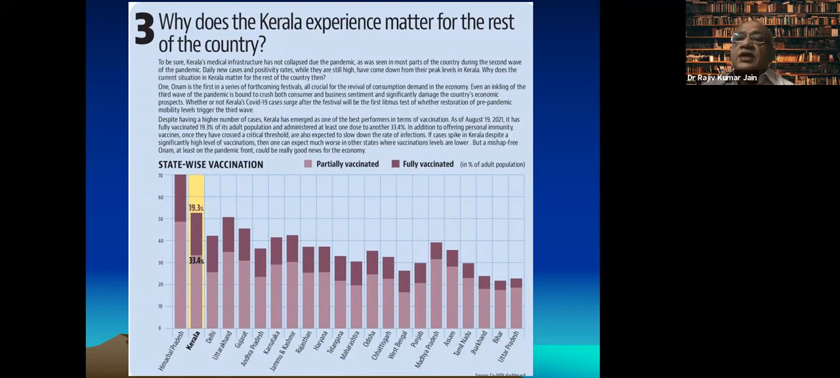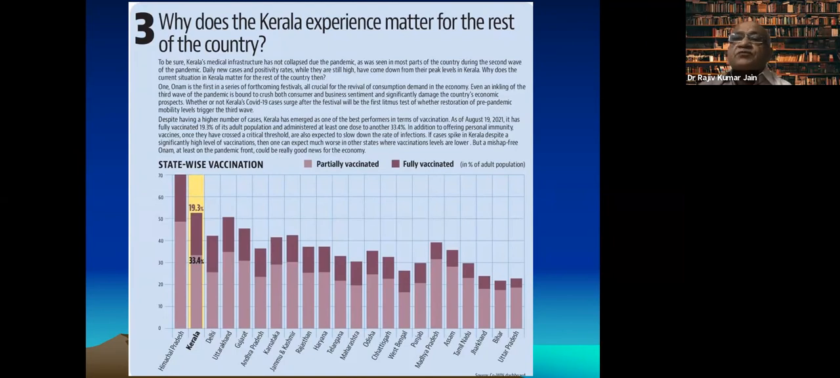Despite having a higher number of cases, Kerala has emerged as one of the best performers in terms of vaccination. As of August 19, 2021, it has fully vaccinated 19.3% of the population and administered at least one dose to another 33.4%. Vaccinations, once they have crossed a critical threshold, are also expected to slow down the rate of infection. If cases spike in Kerala, despite a significantly high level of vaccination, then one can expect much worse in other states where vaccination levels are lower.